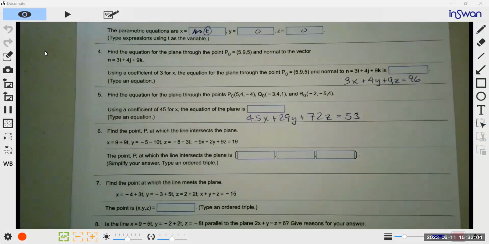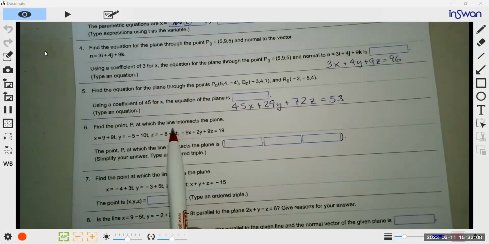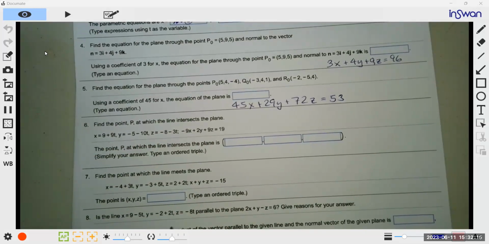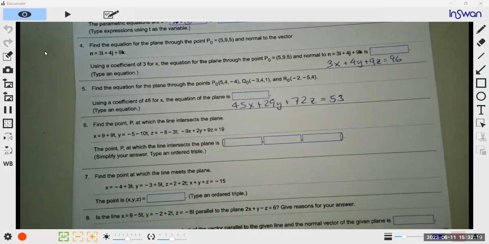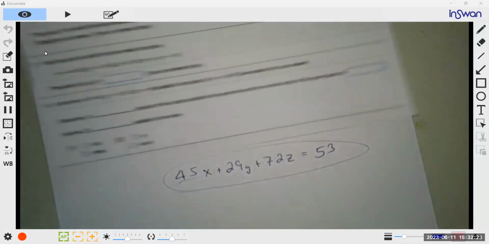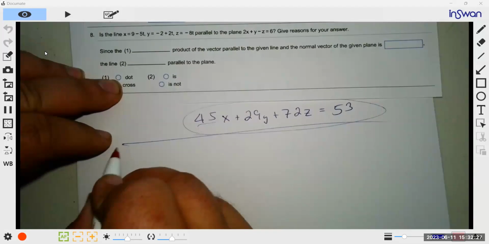Number 6. Find the point P in which the line intersects the plane. X equals 9. So we have that point and the line it meets. Okay, so number 6.